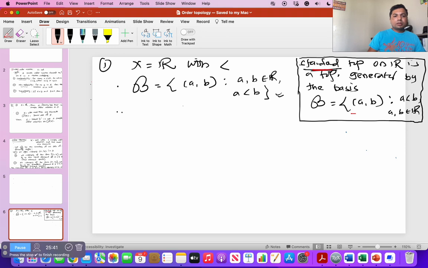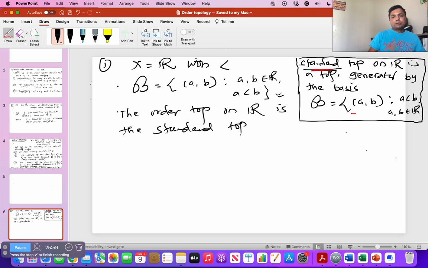So the order topology on R, if you take the simple order relation to be strictly less than, is the standard topology. So that's one example of an order topology.